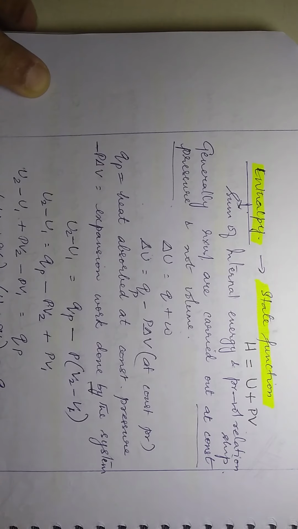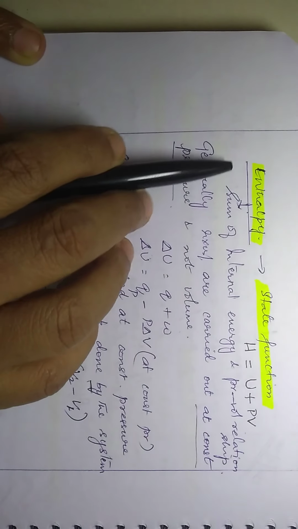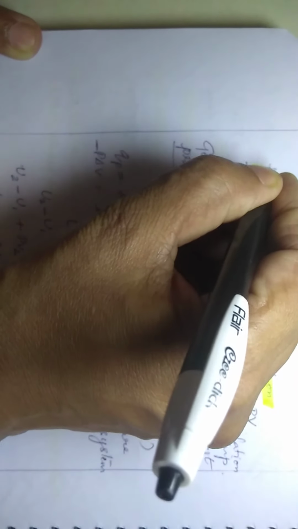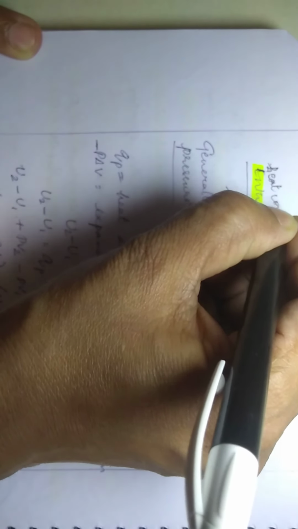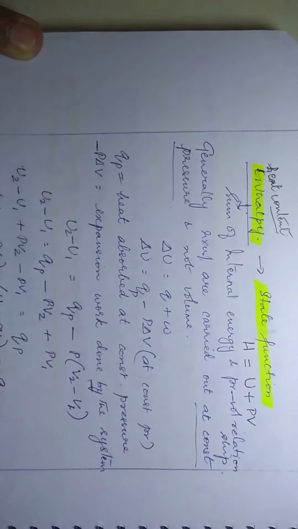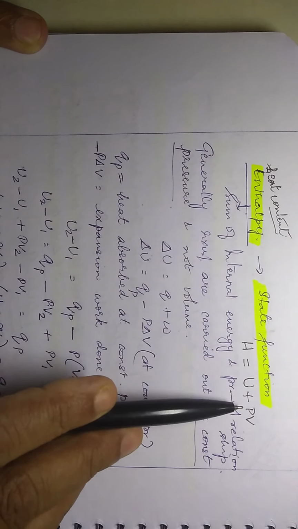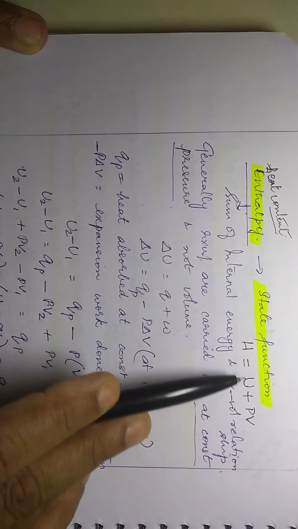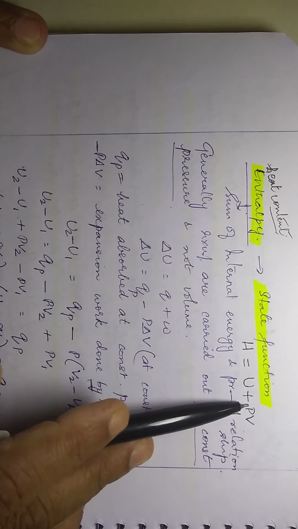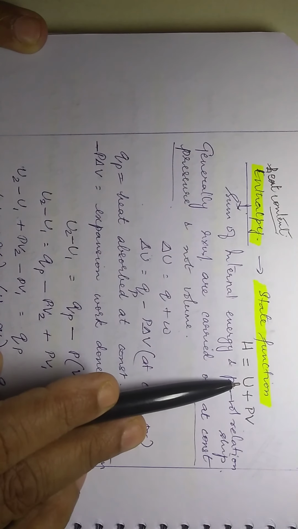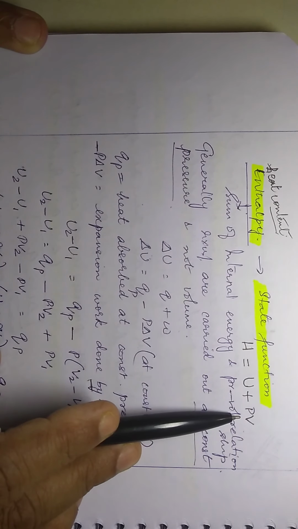Okay, let us continue. We'll see the next thermodynamic property, that is called enthalpy. What is enthalpy? Enthalpy is nothing but the heat content of a system. Now what is this equal to? This is equal to U plus PV. H is enthalpy, U is internal energy, and any pressure volume relationship associated with the system is denoted as PV. So it is the sum of internal energy and any pressure volume relationship associated with the system.